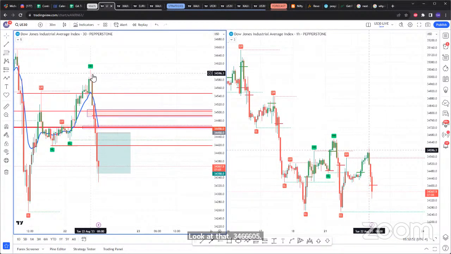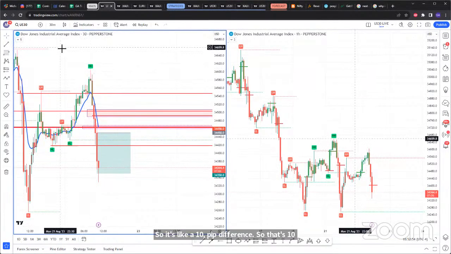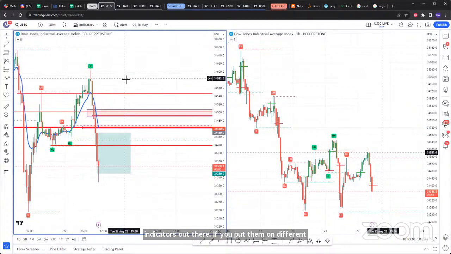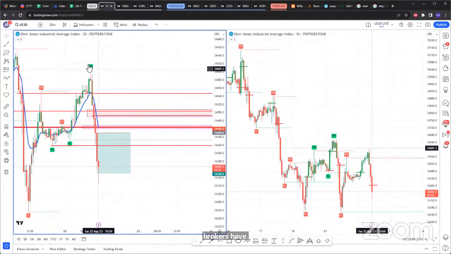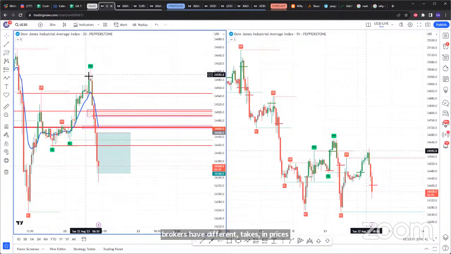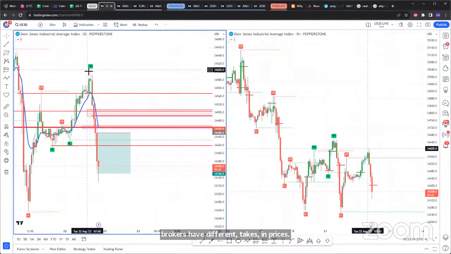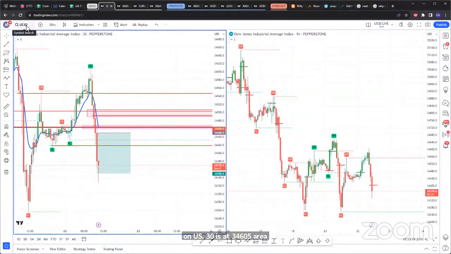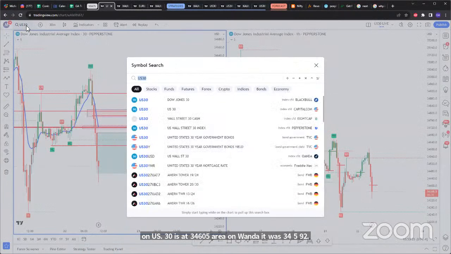So keep in mind, every indicator, not even just our own indicators, all other indicators out there, if you put them on different brokers, the results will be different because different brokers have different takes on prices. So on Pepperstone, this high on US 30 is at 34,605 area. On Oanda, it was 34,592. That little 10 pip difference will change the algorithm of the indicators. So just keep an eye out on that.